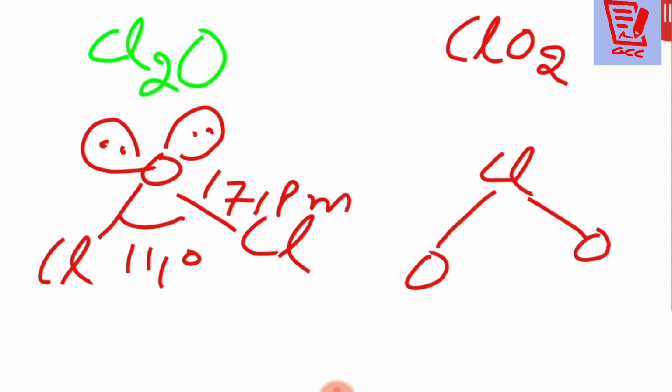Now I am going to make one more structure for you, that is ClO2. Whenever we compare this one with ClO2, you must see there, all of you, this is ClO2, and here the bond angle is 118 degree and the bond length is 149 picometer. Clear?